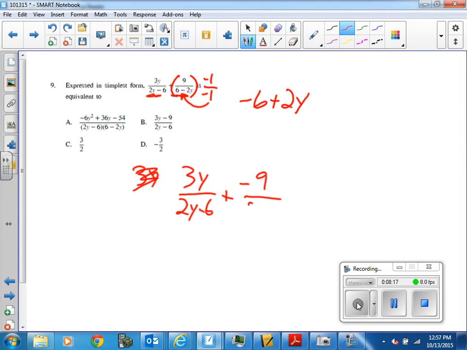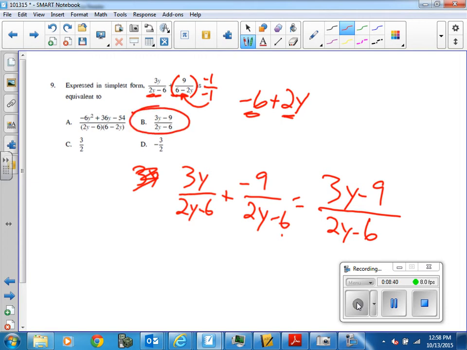So I can write that as 2y minus 6, right? Because I have a minus 6 here, and then a plus 2y. So now I can write this as 3y minus 9 all over 2y minus 6. And that looks like my answer, right? Not too fast, though. That's not my answer. I can keep simplifying.